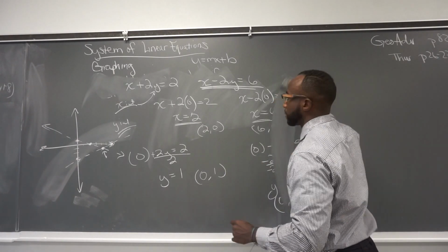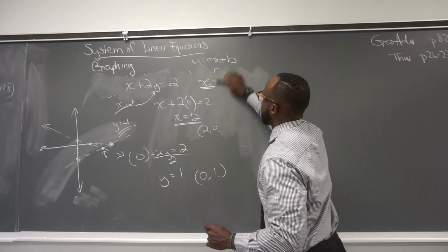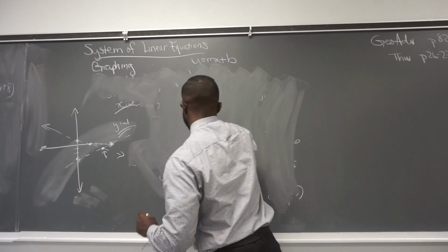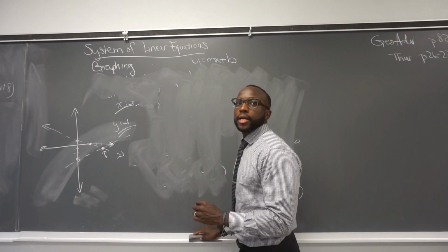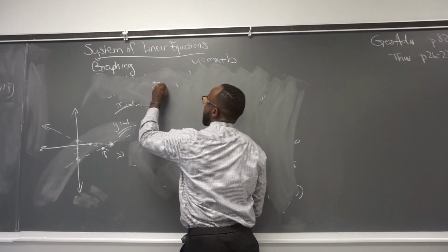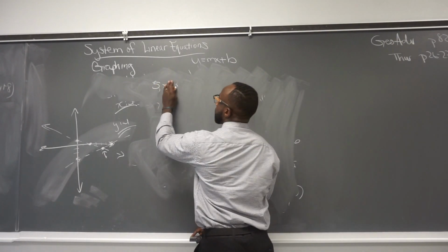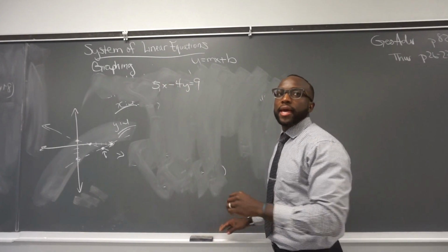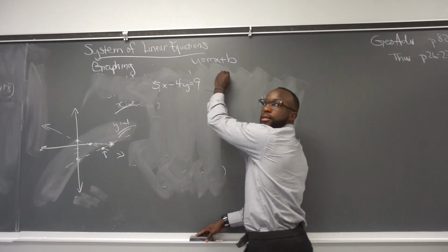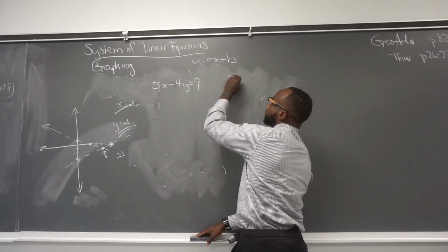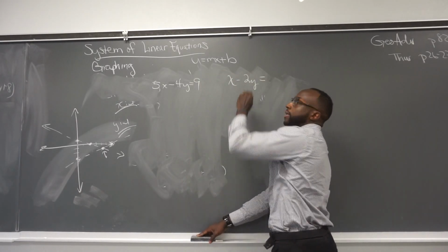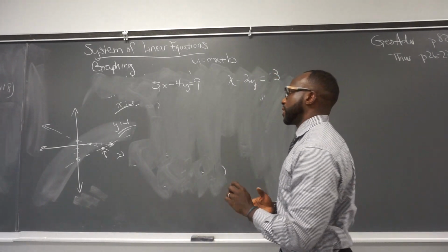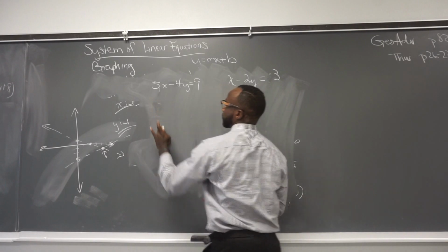Okay? So, let's try it again. Here we go. We're going to use this line here. It is 5x minus 4y equals 9. And x minus 2y equals negative 3. This looks funky already. I think we're going to end up with some fractions.